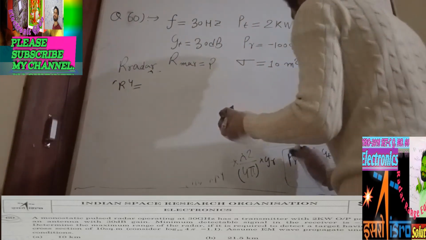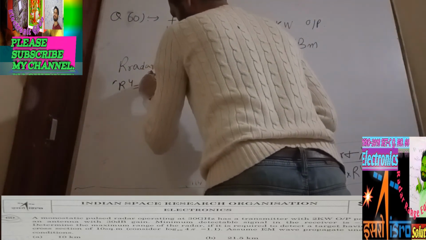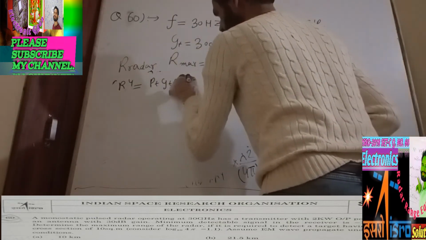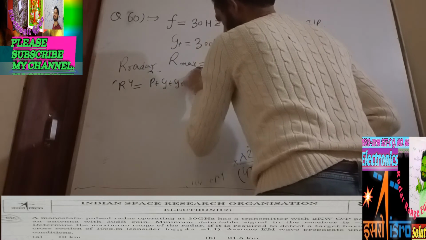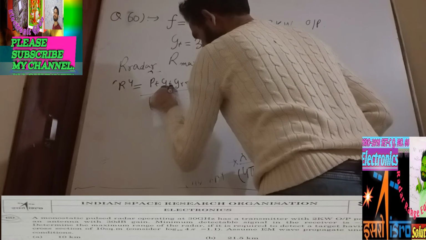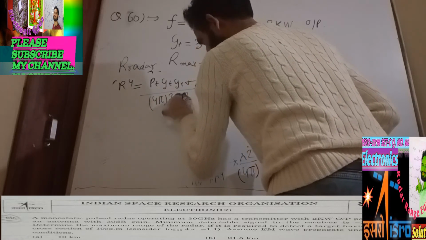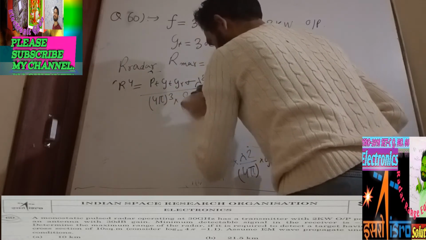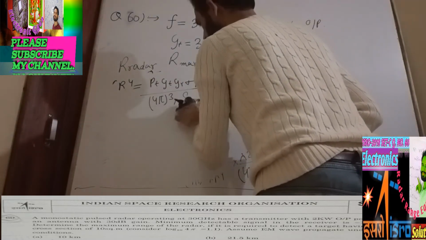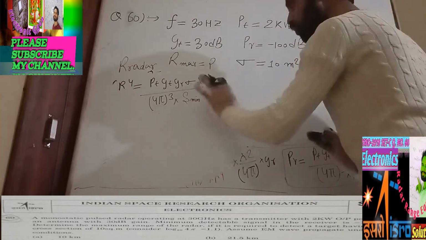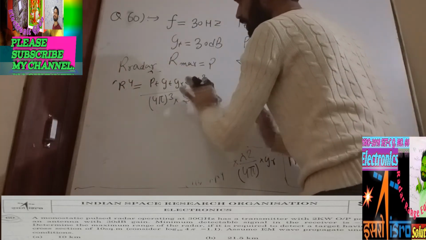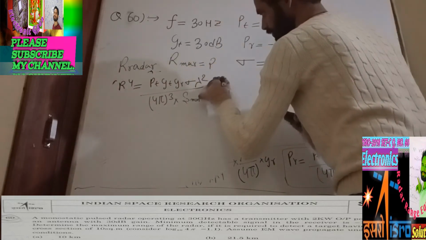So R to the power 4 is equal to PT GT, GR into sigma lambda square divided by how much? 4 pi cube into S minimum. Yes, S minimum. Why? Because this received power is nothing but the minimum detectable signal, which is nothing but the echo signal that is reflected by the radar.